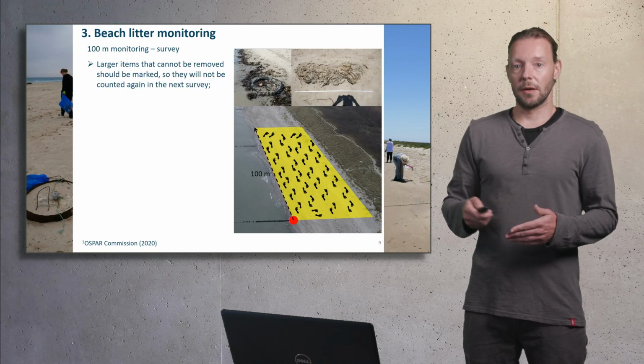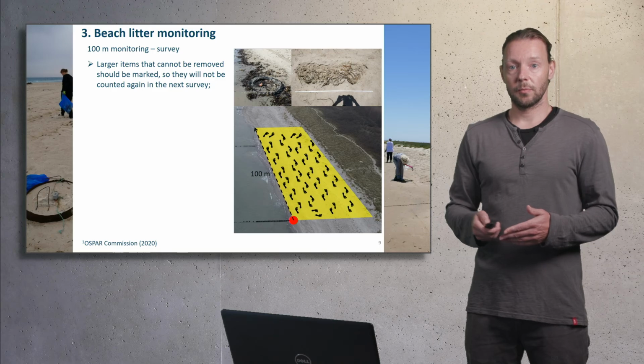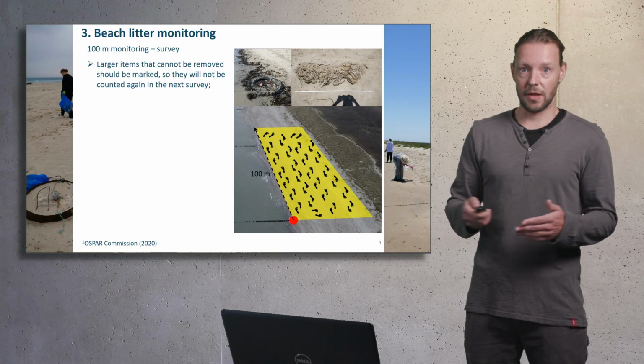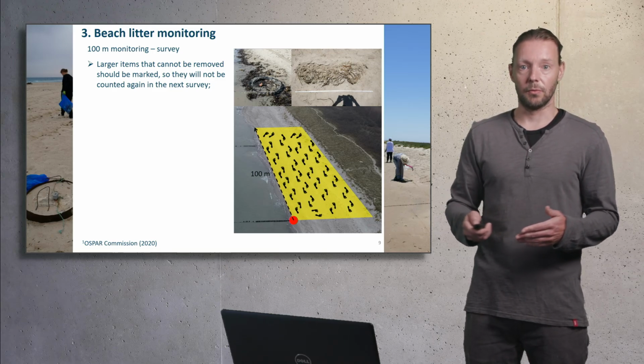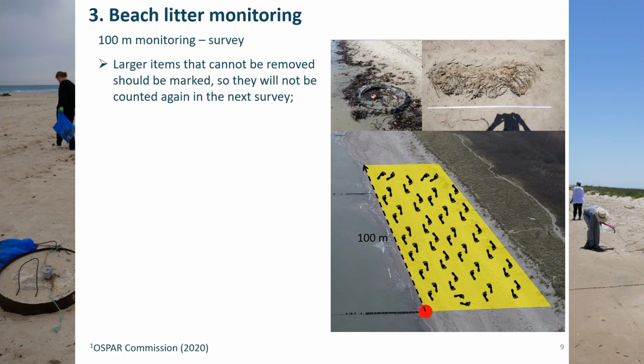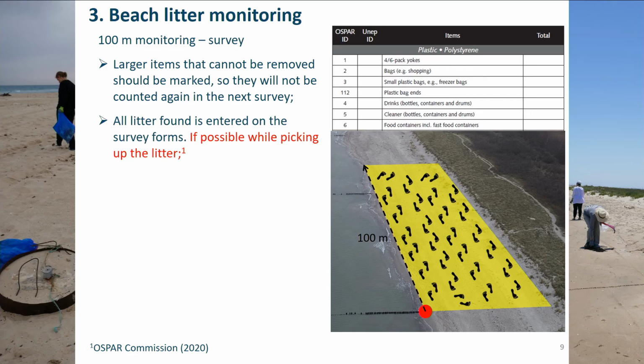It might be that there are quite large litter items appearing, like big pieces of nets, ropes, or tires that can't be removed. So please take a picture for the litter analyzers afterwards, so that you remember that this big rope was there, and mark it with an edding or with a spray can so that you don't count it again when you do the next monitoring, maybe in 2 or 3 months.